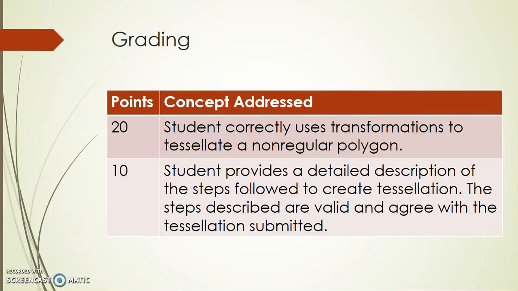Grading. For this Part 2, there's a grand total of 30 points. 20 points for correctly using transformation to tessellate your non-regular polygon, and 10 points for your detailed descriptions of the steps you used to create it. Make sure that the steps are valid and agree with the tessellation, meaning that those are the ones that match. So if you have a tessellation with scaling triangles, your description should include scaling triangles and not hexagons.